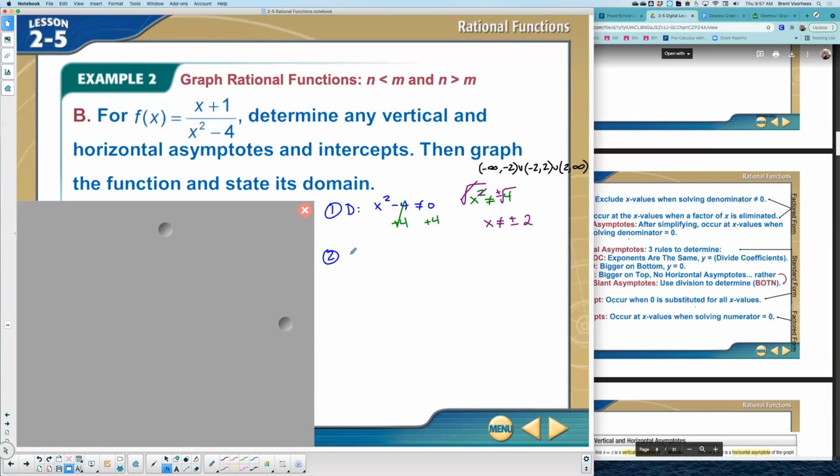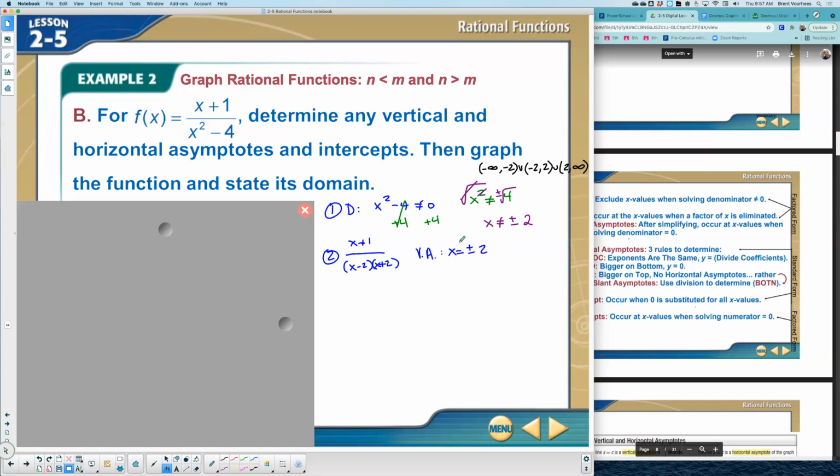Let me just write it out. Here's the factored form. We have x +1. If I add the zeros across as factors, it would be x -2 and x +2. Can I cancel either of those out? No. If they don't cancel, they are vertical asymptotes. Since they don't cancel, they are vertical asymptotes. We have vertical asymptotes at x equals positive and -2.